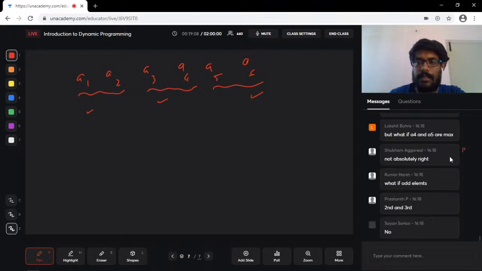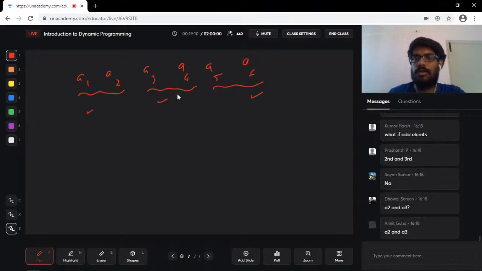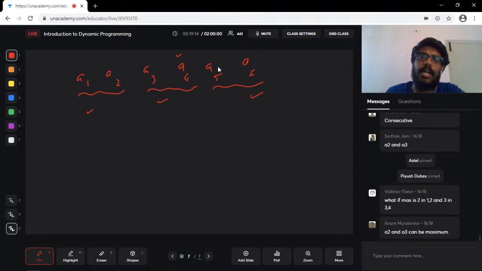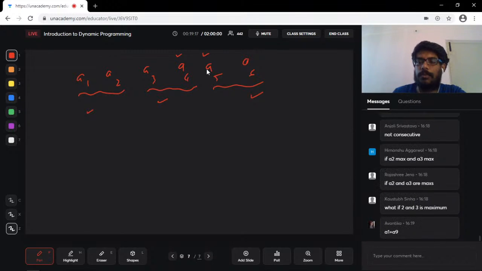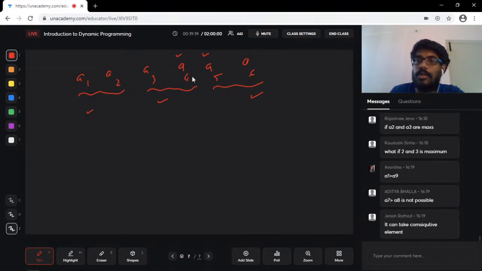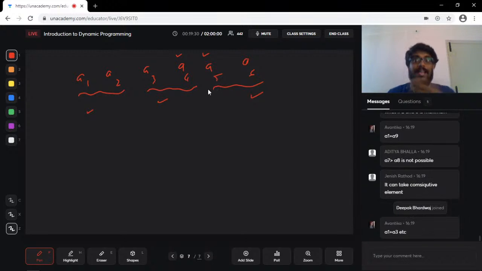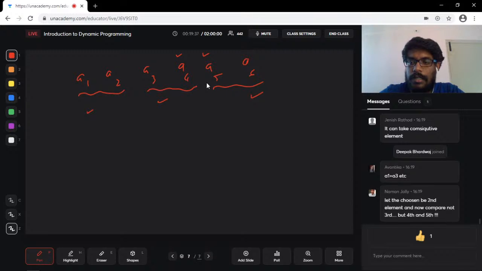Correct. Lakshit has it perfectly correct. What if amongst A3 and A4, A4 is the maximum, and amongst A5 and A6, A5 is the maximum? Then I'm picking A4 and A5, which are adjacent to each other. So it's not even a valid subset. This algo might not even give a valid subset, let alone an optimal solution. So that's an issue.